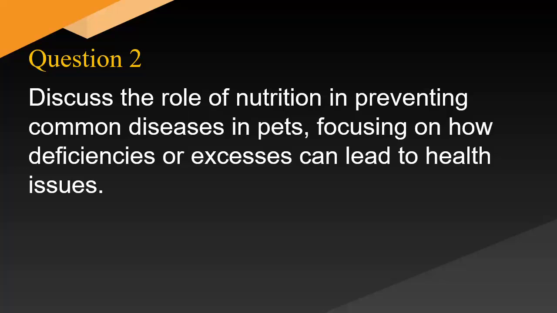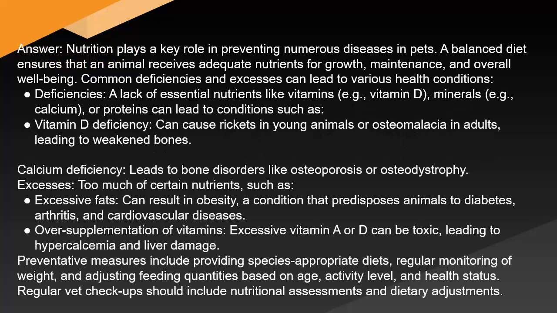Discuss the role of nutrition in preventing common diseases in pets, focusing on how deficiencies or excesses can lead to health issues. Answer: nutrition plays a key role in preventing numerous diseases in pets. A balanced diet ensures that an animal receives adequate nutrients for growth, maintenance, and overall well-being. Common deficiencies and excesses can lead to various health conditions.